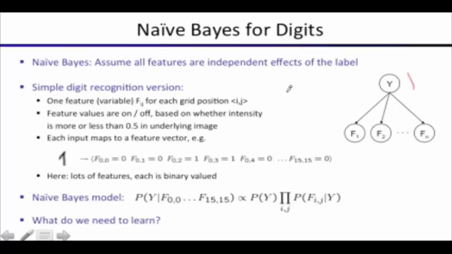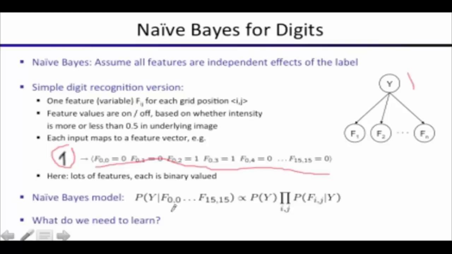So for the digit recognition, we'd have, say, one feature for each grid position, and then it's either, say, on or off. Once we're given an input like this, you can then map it to this feature vector. And so that's a vector of numbers that we can learn things from, each of them a binary value.